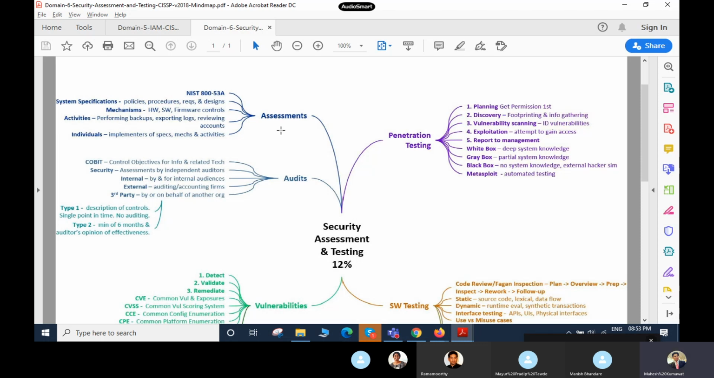In this, you find specifications and different modules. You have to find out the policies, procedures required, and designs. Mechanisms, hardware, software, firmware, controls. Activities performed, backups, exporting logs, reviewing accounts, and individuals implementing specifications, mechanisms, and activities.